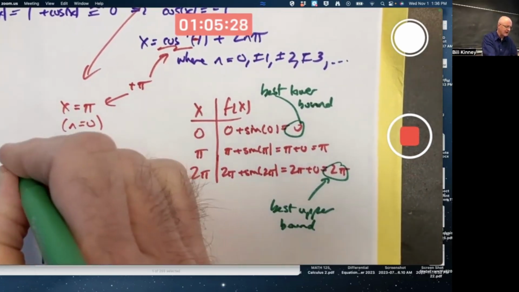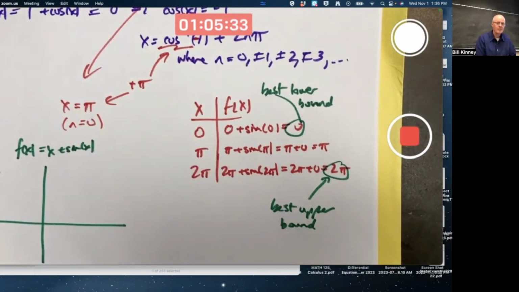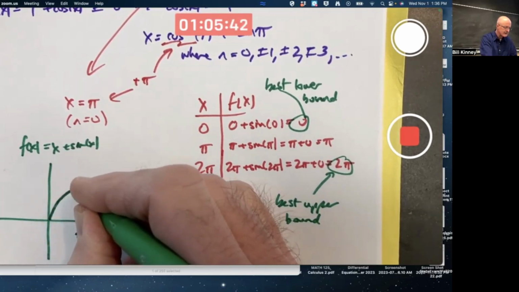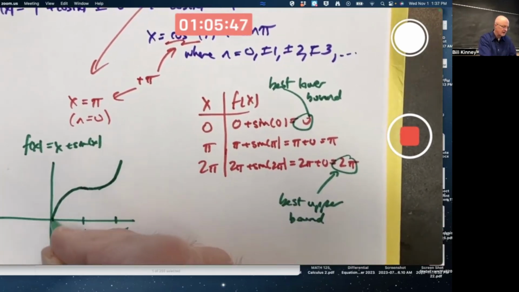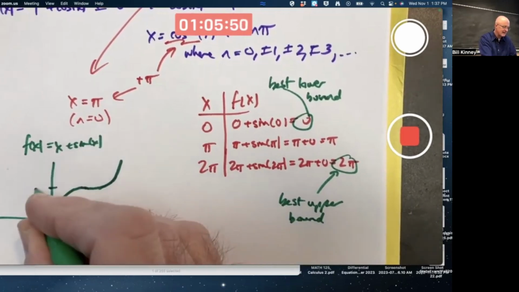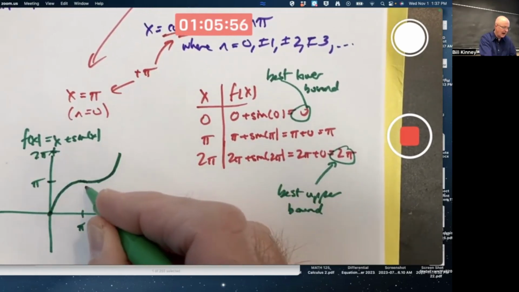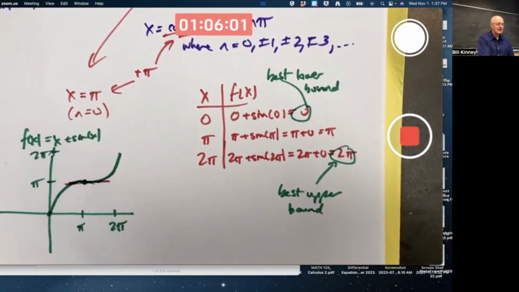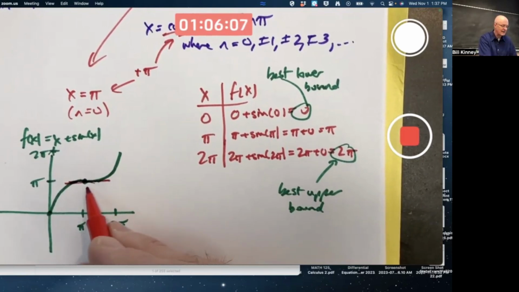The graph of f of x equals x plus sine x between 0 and 2 pi turns out to look like this. F of 0 is 0. F of pi is pi. The second coordinate there is pi. F of 2 pi is 2 pi. It's only at pi that you have a horizontal tangent, a critical point. And because it's also an inflection point, as you can see here, it's neither a local max nor a local min.